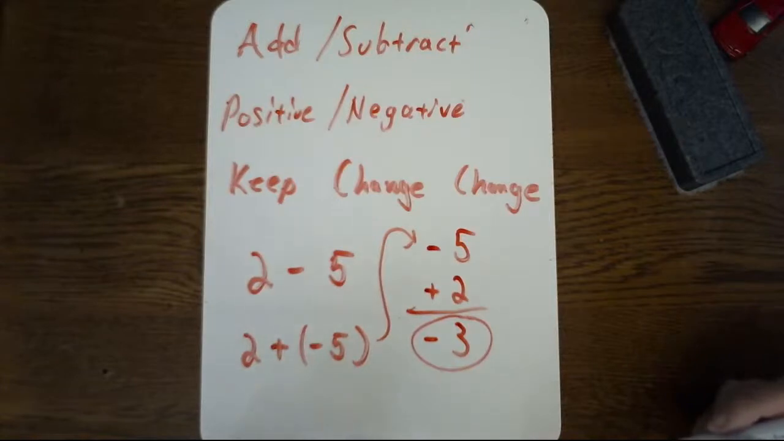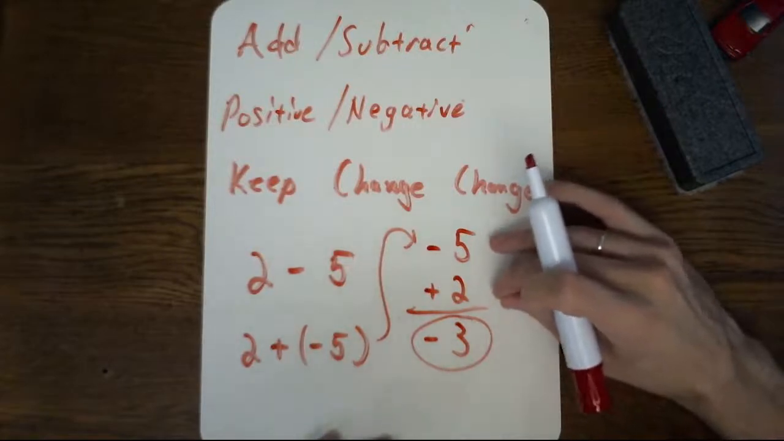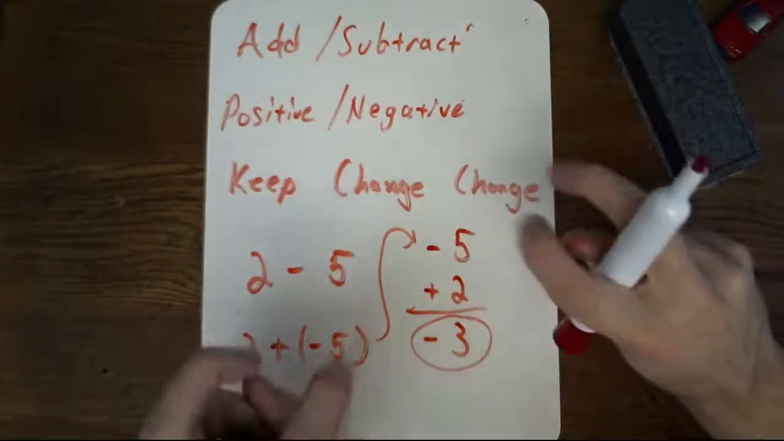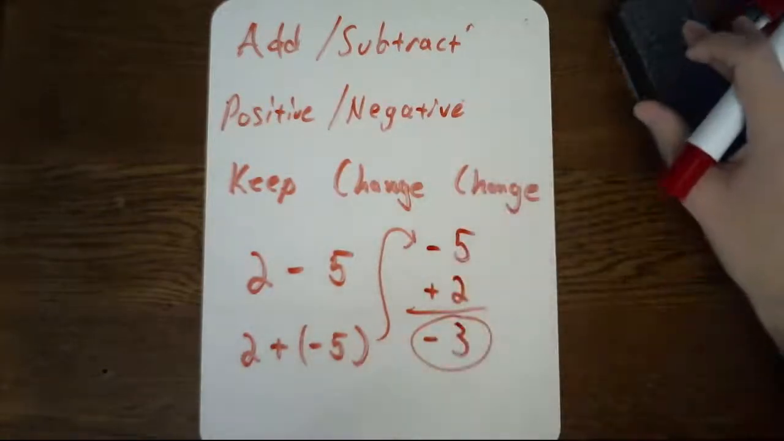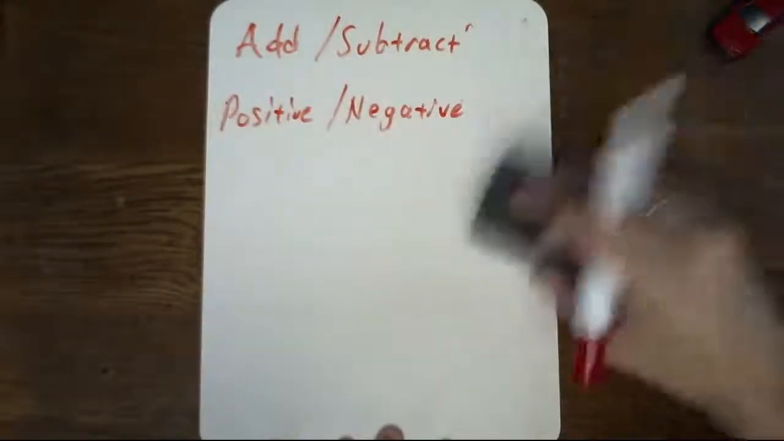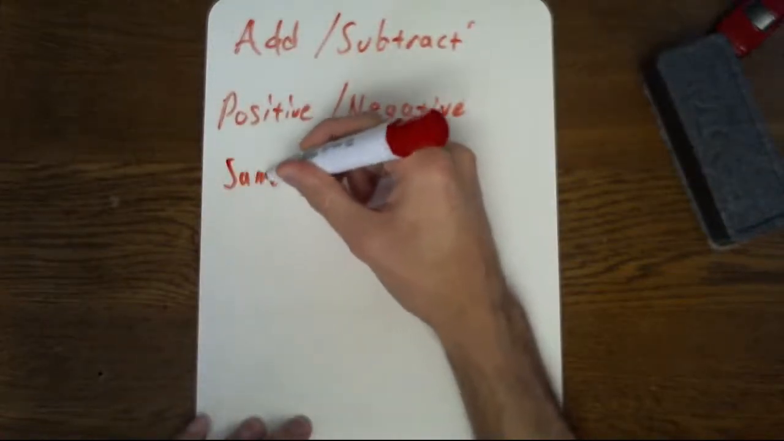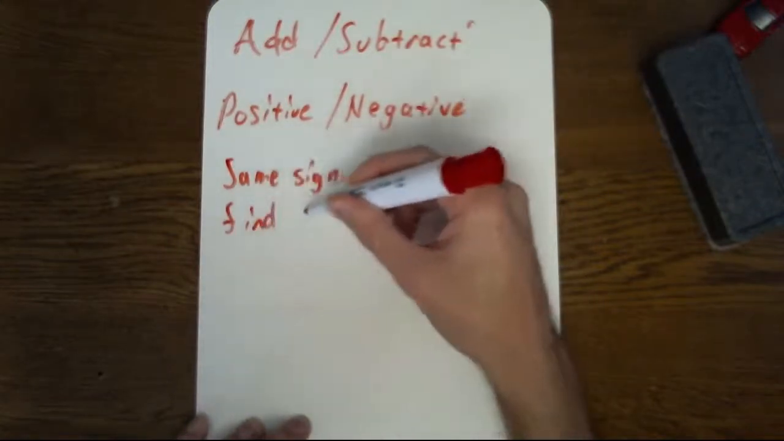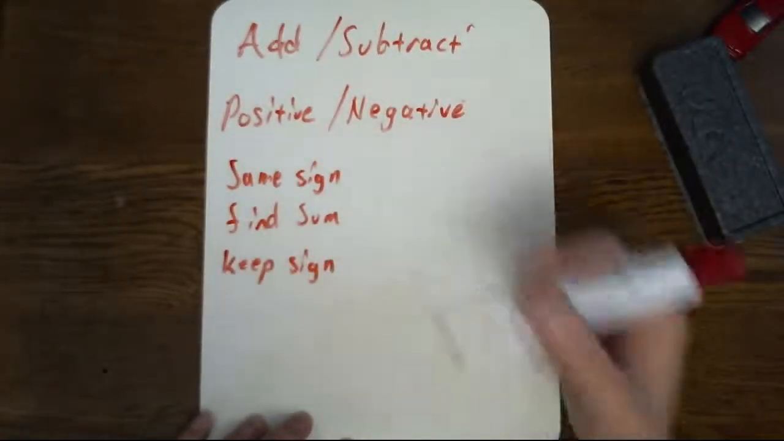I know, pretty crazy. But the reason they do the keep, change, change is so you can organize it vertically like this. That's the whole point. When you organize it vertically like this with the greater number on top, then you can see whether or not they're the same sign, different signs. How do you deal with that? So I'm going to be a little more detailed with what I'm talking about. So same sign, therefore find sum, keep the same sign.